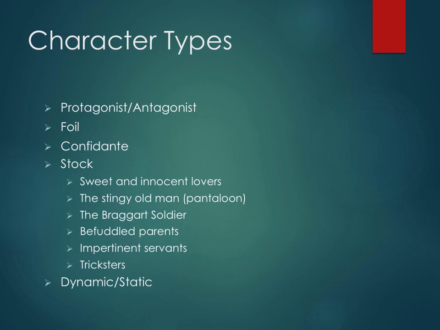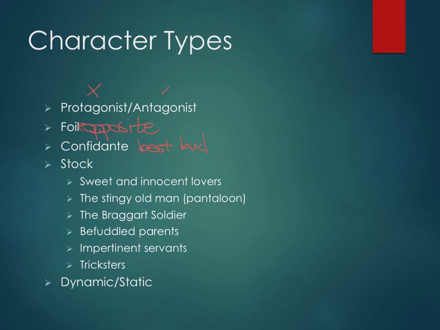We also should consider character types, and you've probably heard most of these terms before. You've got your basic protagonist, the good guy, and your antagonist, the bad guy. You've got your foil, he's usually an opposite to the protagonist quite often, and not necessarily in the sense that he's bad, but his characteristics or his mannerisms are opposite of the protagonist. If the protagonist is very slow to act, the foil might be quick to act. You've got your confidant or your best friend.